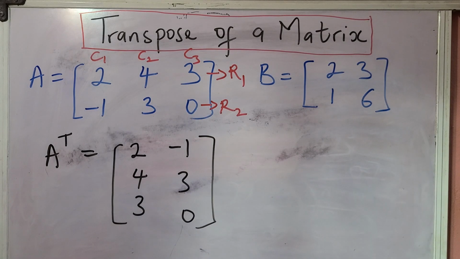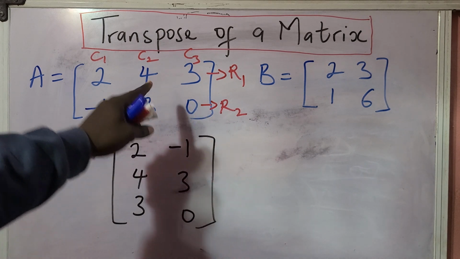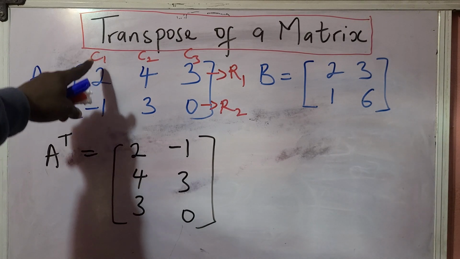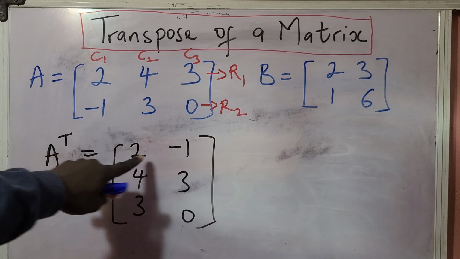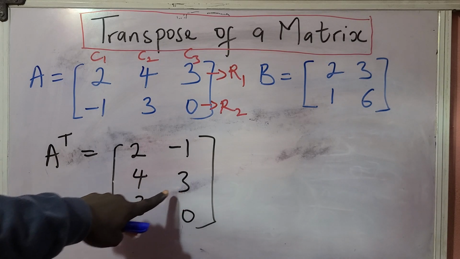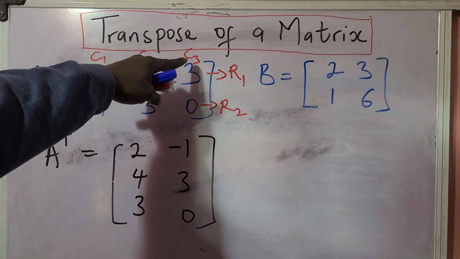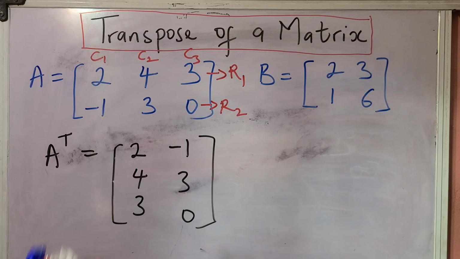Now this will be whole because you can see we have successfully changed row 1 to become column 1. Row 2 is now column 2. And if you investigate further, you would see that column 1, which is 2 and -1 before, is now row 1, 2 and -1. Column 2, 4, 3 is now row 2, 4, 3. And column 3, which was 3, 0 before, is now in row 3. So this way we have successfully transposed this matrix.